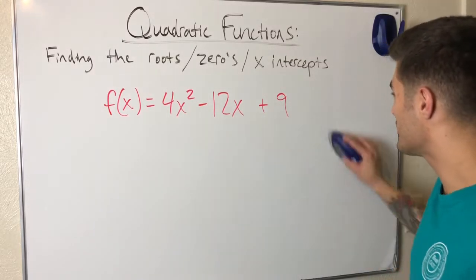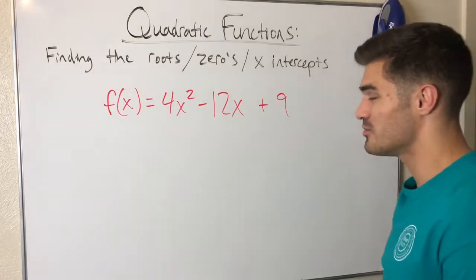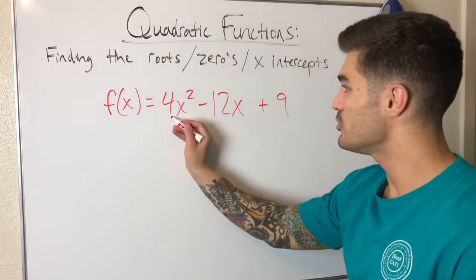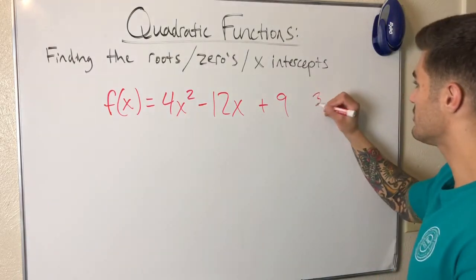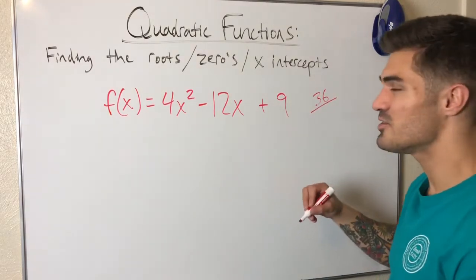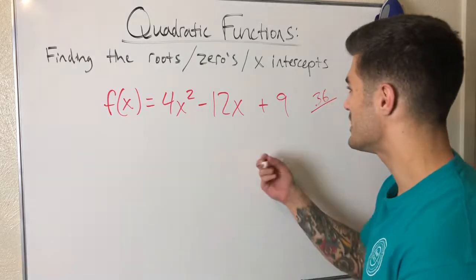I'll prove that this can be factored into some binomial squared. So I'm going to use the AC method. I'm going to multiply my a times my c, and that gives me 36. Maybe use the x method or the box method to factor. That's fine. I use the AC method.